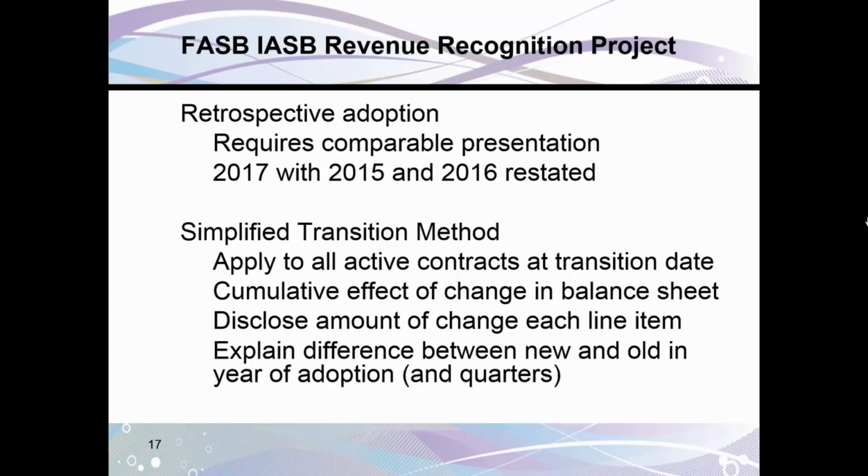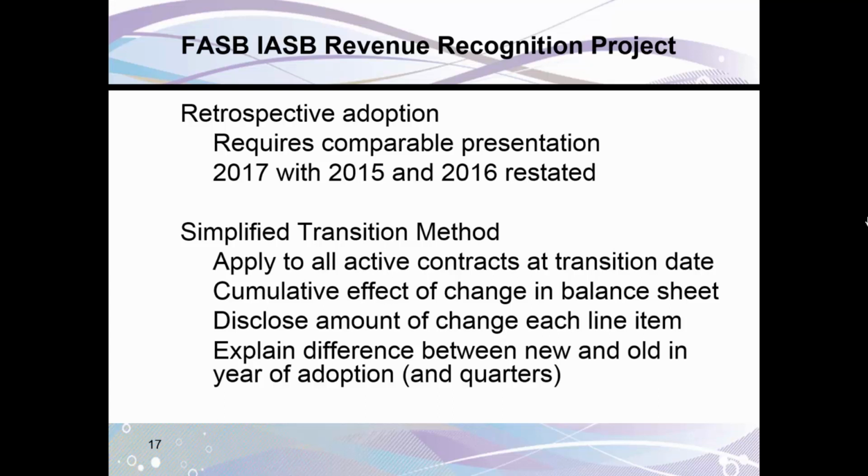So while the two standard bodies initially were arguing for an exclusive retrospective adoption approach, they did finally, before they issued the final standard, agree to a simplified transition method. And under this method, at the date that you adopted, so if you're a calendar year company, January 1st, 2017, you'd record the cumulative effect of the change on the balance sheet.